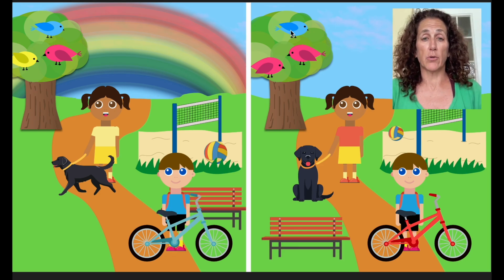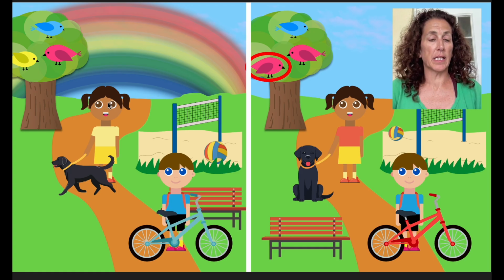In the picture on the right, there is a blue bird, a pink bird, and another pink bird. So that is one difference. There is a yellow bird in the picture on the left, but 2 pink birds in the picture on the right.